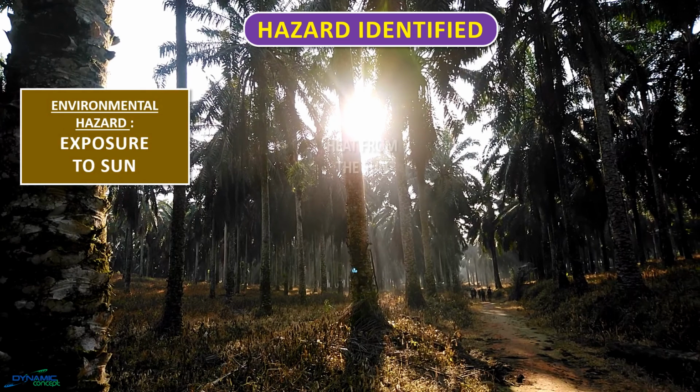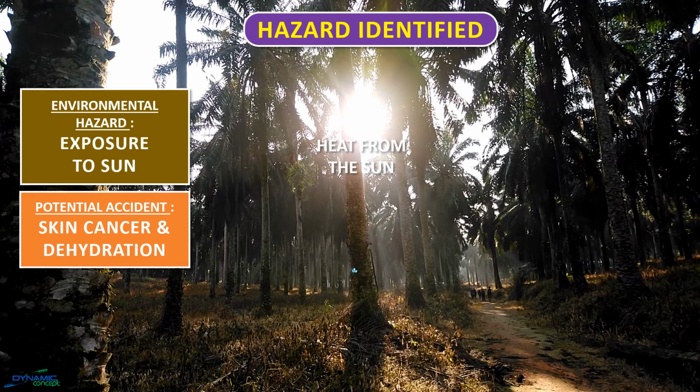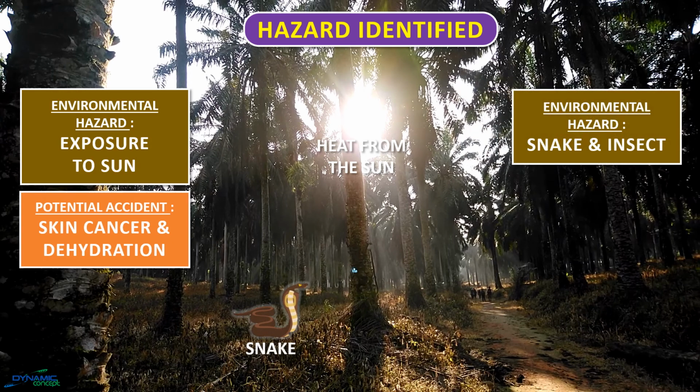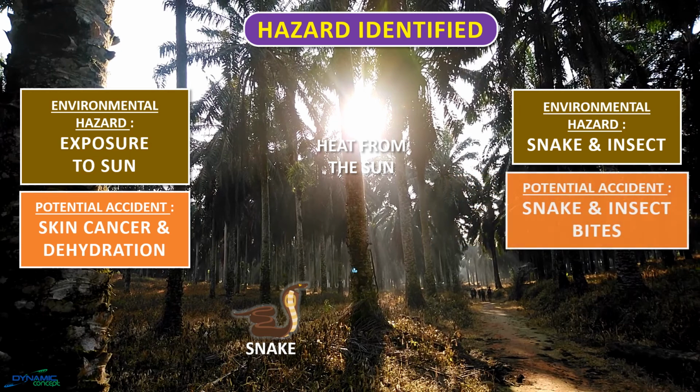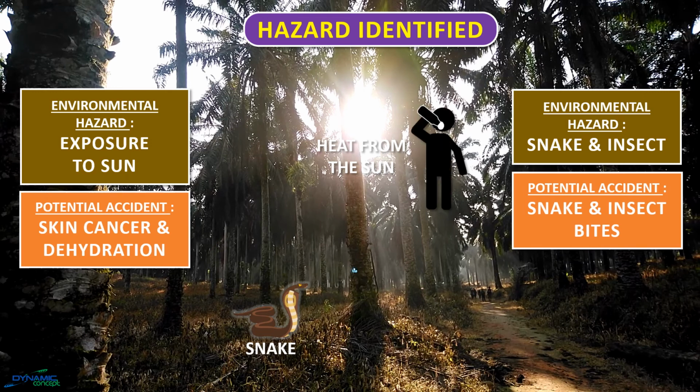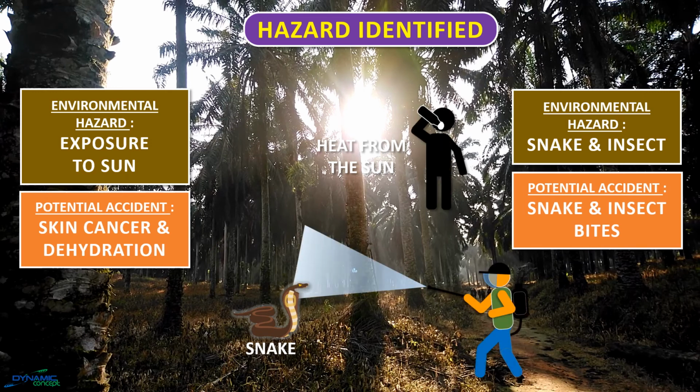Worker also exposed to high level of sun, which can result in skin cancer, heat exhaustion, and dehydration. Besides that, there is a possibility of snakes and insect bites, especially mosquitoes. To prevent from heat exposure and dehydration, the workers need to drink plenty of water. Snakes and insects need to be destroyed or removed first before the workers start working.